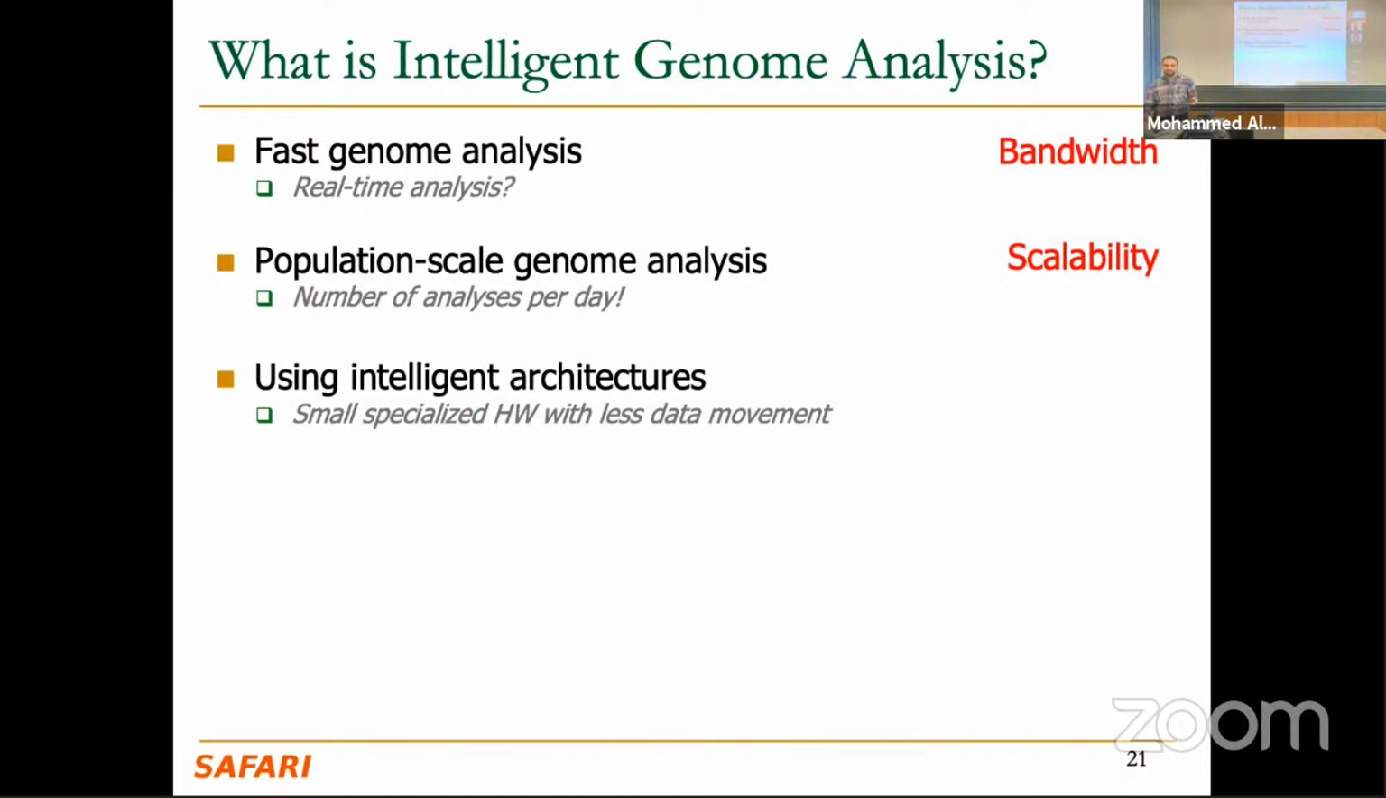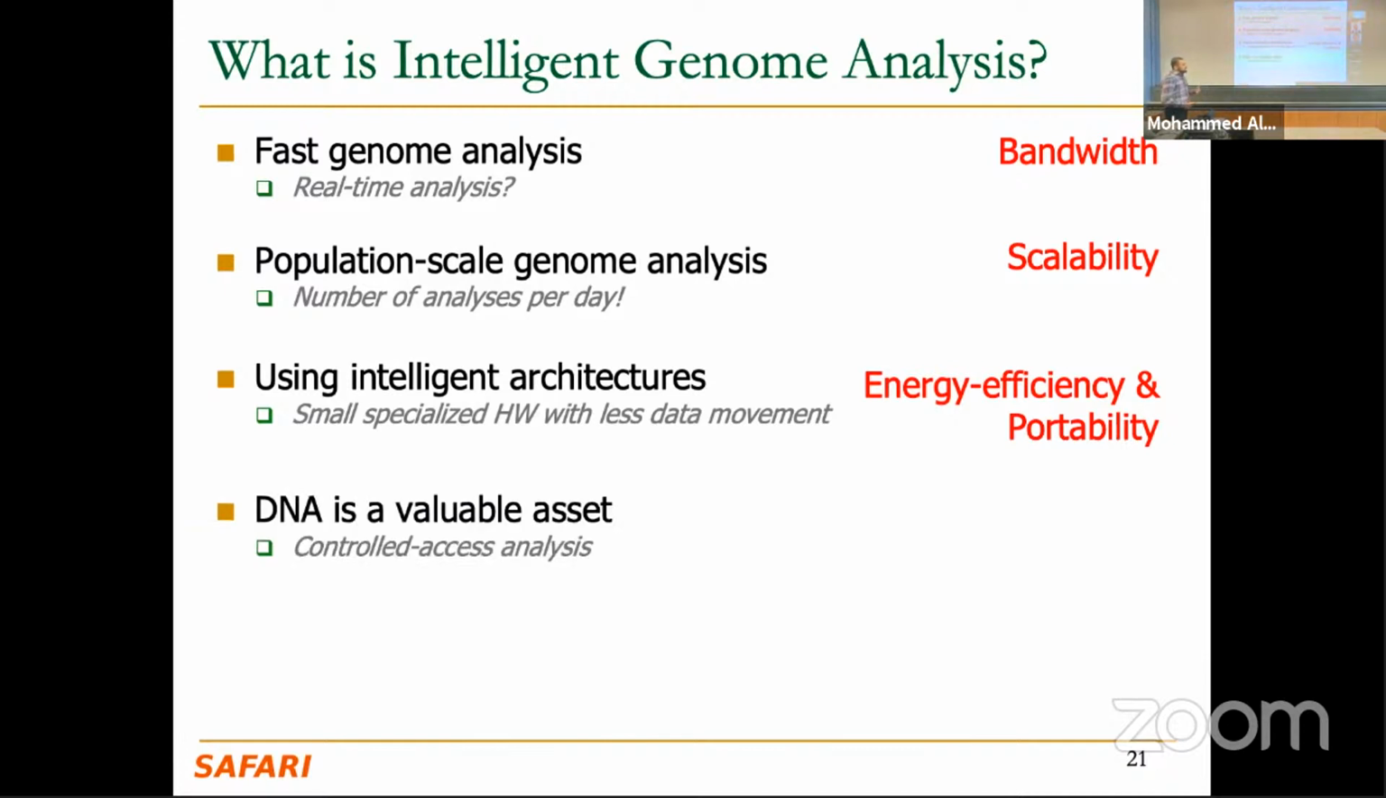The third thing in being intelligent for the genome analysis is to use intelligent architecture. When we talk about population scale, it means we are going to perform this on a routine basis, every day, everywhere. So to do that, if the analysis is not energy efficient, then we are going to face a lot of problems, similar to when we build a cloud or cluster and so on. Then we need to cool it down, and that limits the portability aspect. You cannot perform the analysis anywhere. You need a special place where you transfer the data to that centralized place and then do processing. For that, we need really intelligent architecture, such as small, specialized hardware with less data movement. And when we talk about this, we mean energy efficiency and portability.